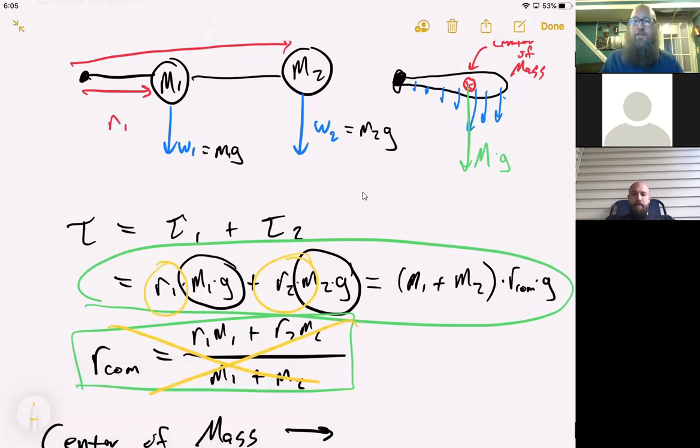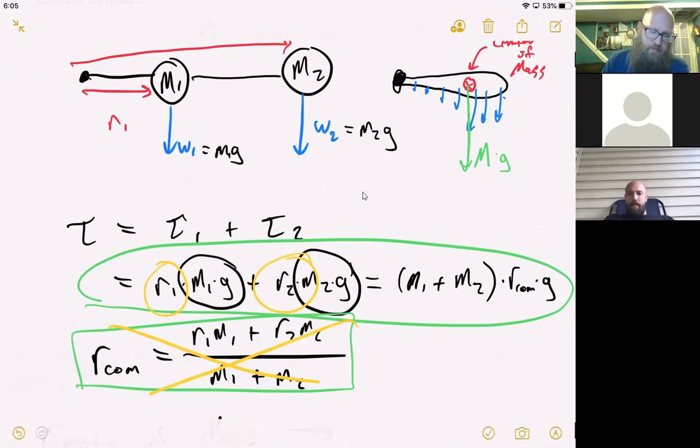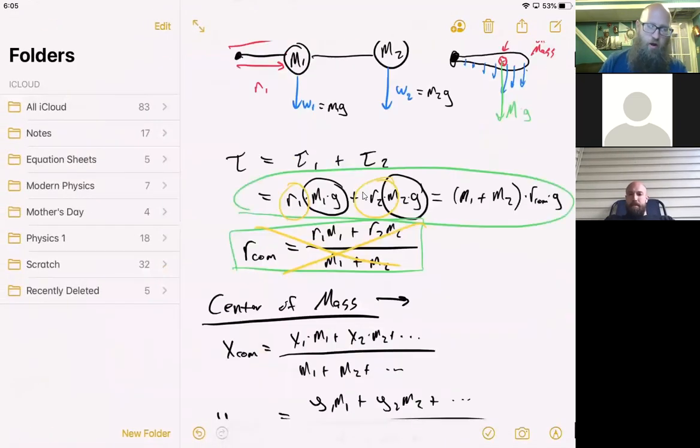But we're not going to talk about the center of mass for systems in space anyway. Does that answer your question? Yeah, thank you. You bet. Suffice it to say for us, center of mass and center of gravity are technically different things, but when you can treat weight like mg, they're the same. Okay, cool.